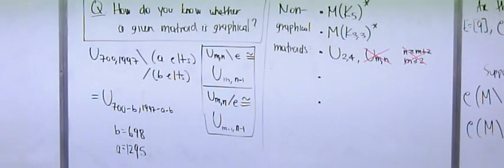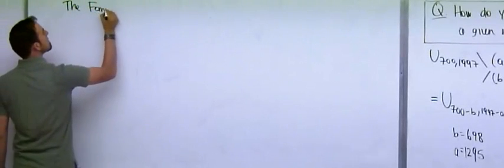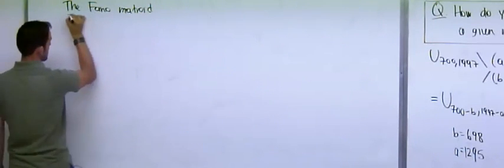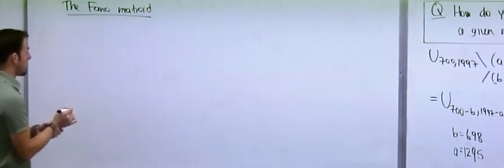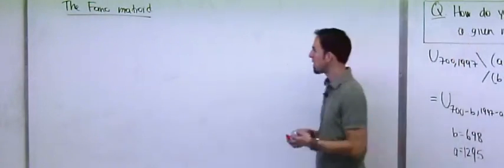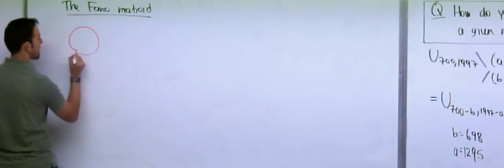Okay, I'm going to introduce you to a new matroid called the Fano matroid. F-A-N-O. Okay. People like to draw this matroid in this way. And I'll explain to you why.